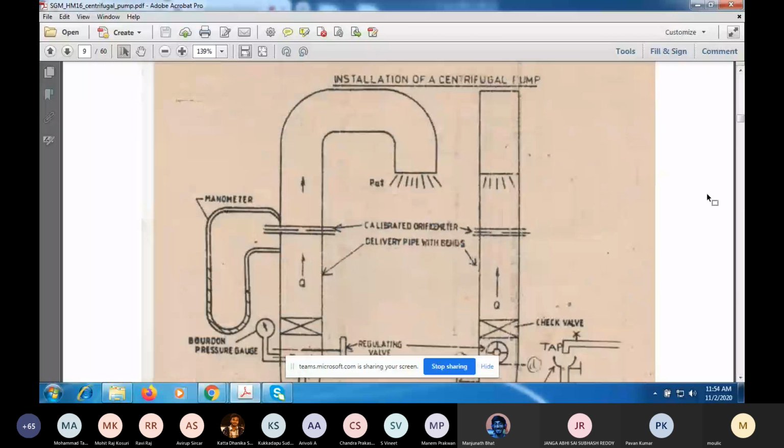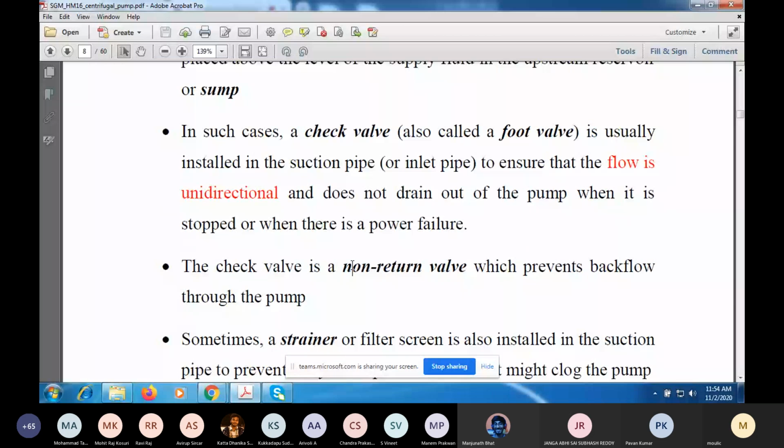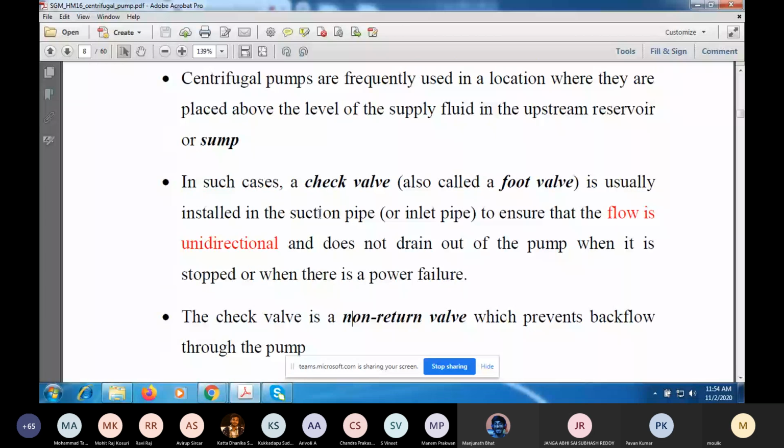Now this check valve is what you may call a non-return valve. It's a one-way valve. You can call it a foot valve or a check valve. It is installed in the inlet pipe or suction pipe, and it ensures that the flow is one directional. So when the pump runs, the liquid will move vertically upwards. But if you stop the pump, the liquid will not go out. The valve will close. So liquid will not drain out of the pump when it is stopped, or suppose there is a power failure and the pump automatically stops.